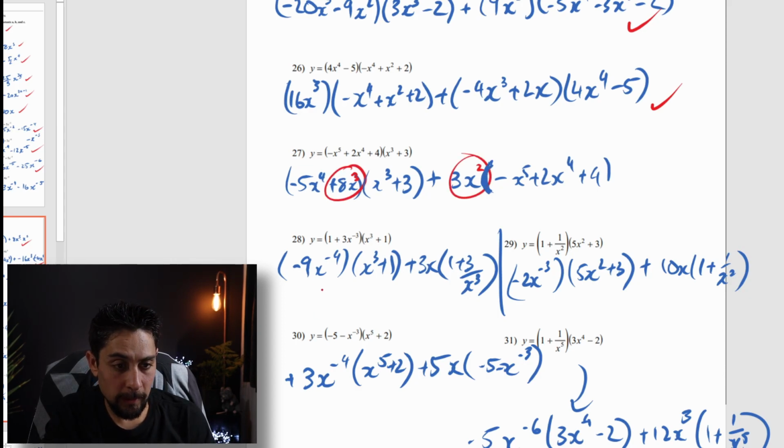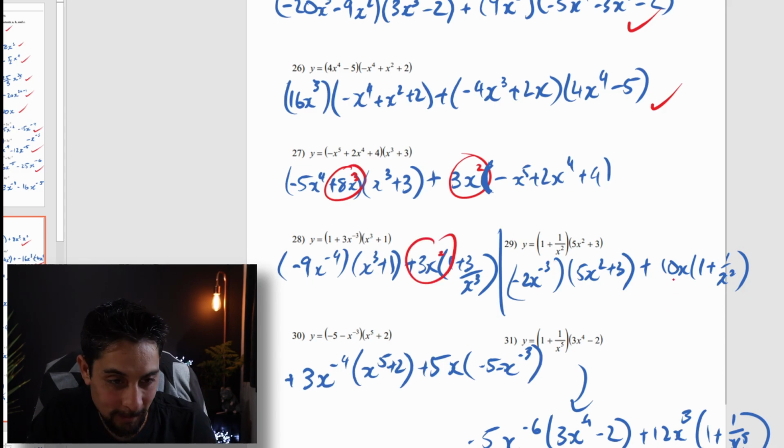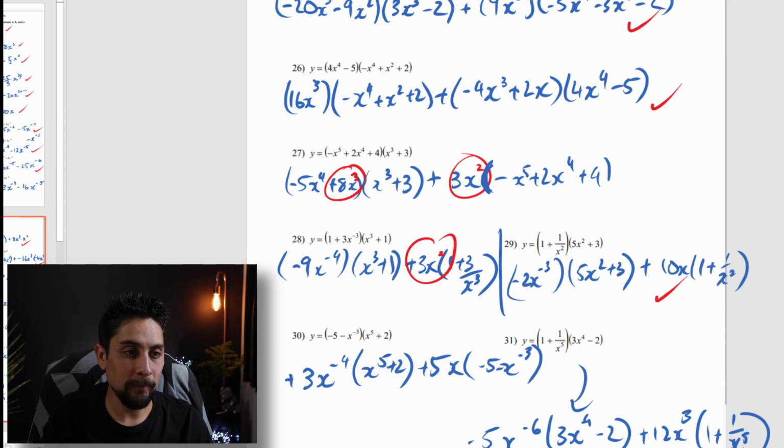Number 28. Negative 9x negative 4, x3 plus 1 plus 3x. Oh, I missed it again. Man. It's also shown 10x plus 10x 1 plus whatever x squared. Yep. Minus 2x cubed times 5x squared. I'm very confused in some of these.